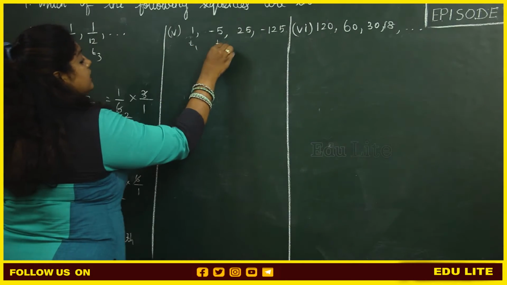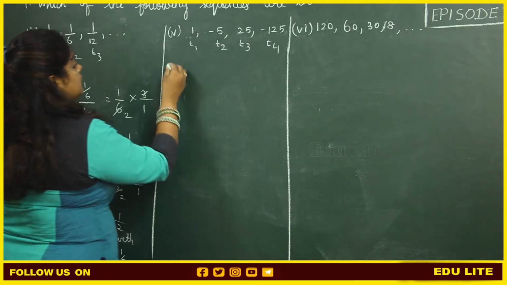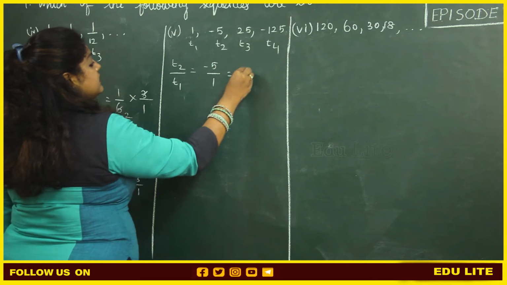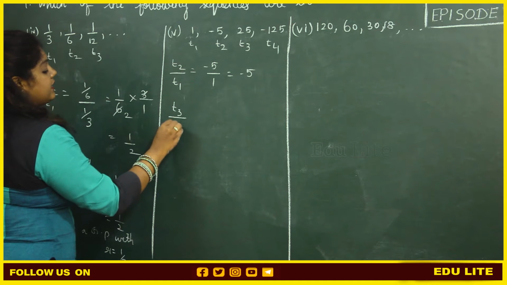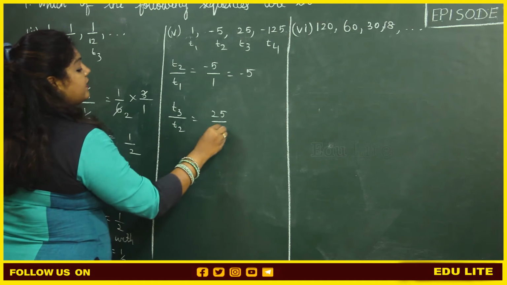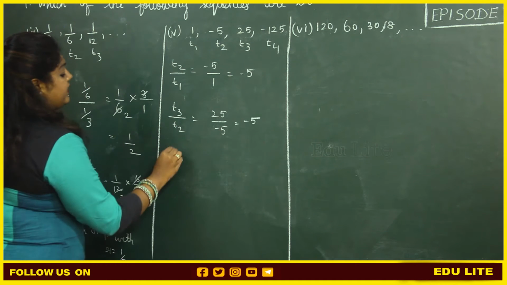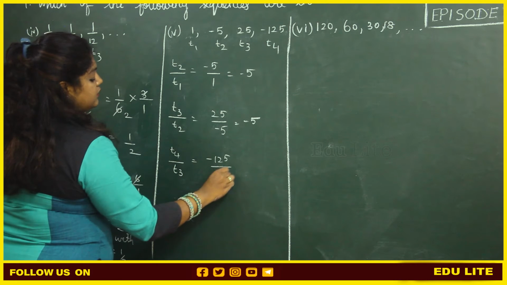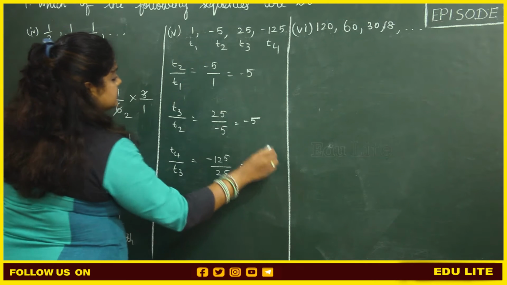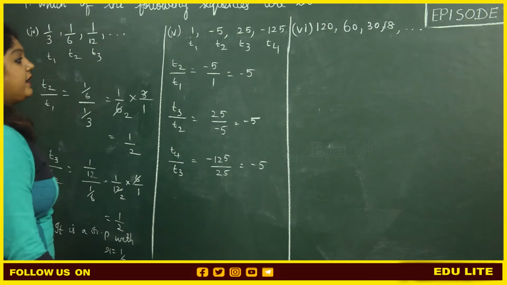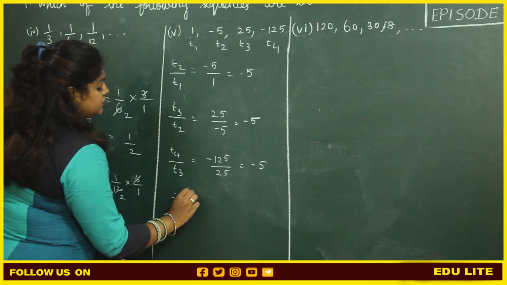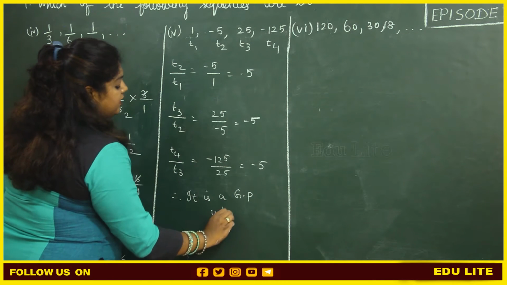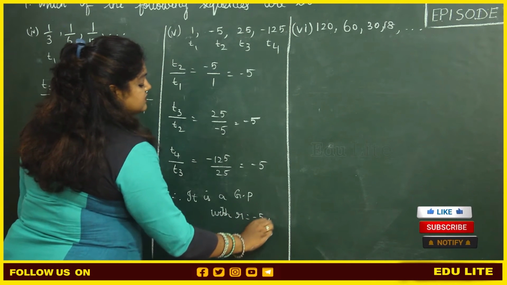With T1, T2, T3, T4: T2 by T1 is minus 5 by 1 which is minus 5. Next is T3 by T2, 25 by minus 5 which will also give minus 5. T4 by T3, minus 125 by 25. This will also give us minus 5. Therefore, minus 5 is a common ratio which is constant. It is a GP, geometric progression, with the value of common ratio R equals minus 5.